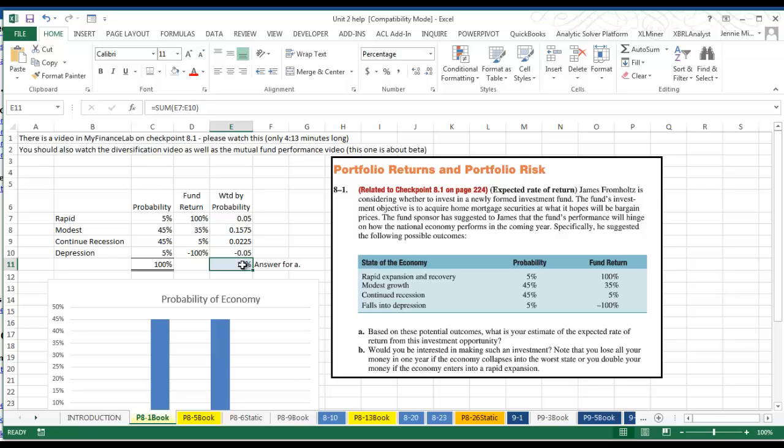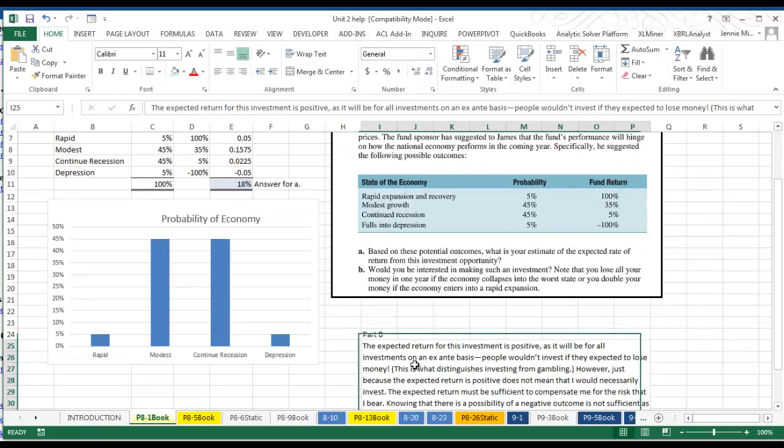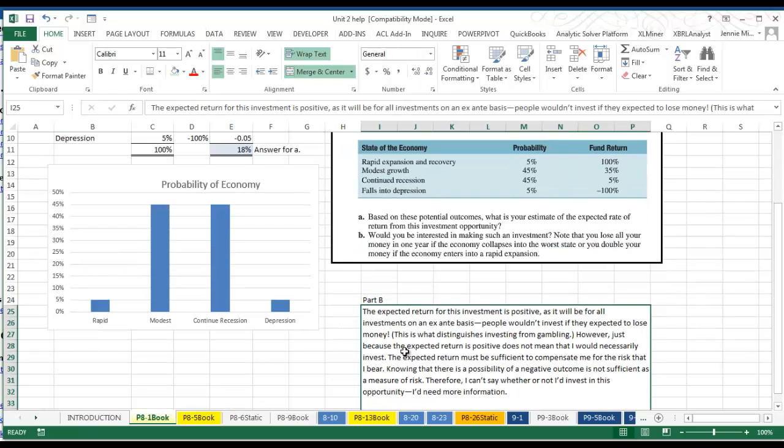Now that sounds wonderful to be able to get an 18% return, but this is based on a scenario that someone is estimating is going to happen. It's a probability of what's going to happen with the economy. And so I would just say that we probably need more information.